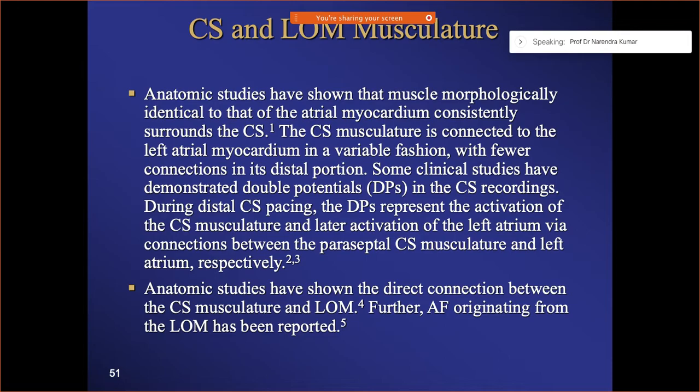So that is why a lot of times there are some direct connections between the CS musculature and also the ligament of Marshall. Several theories have proposed that some incidence or origin of the triggers of AF tends to happen from the ligament of Marshall as well.